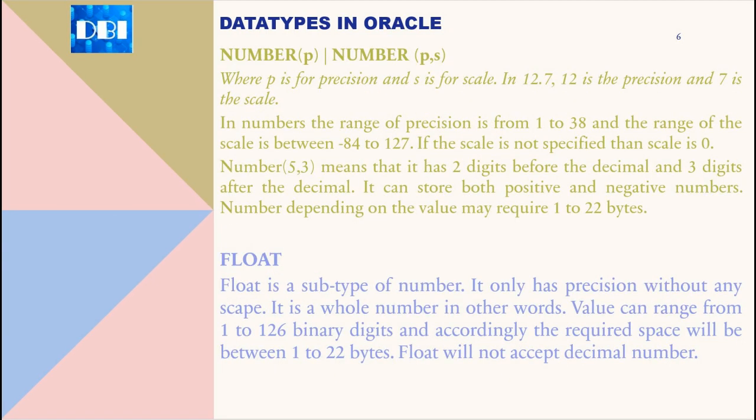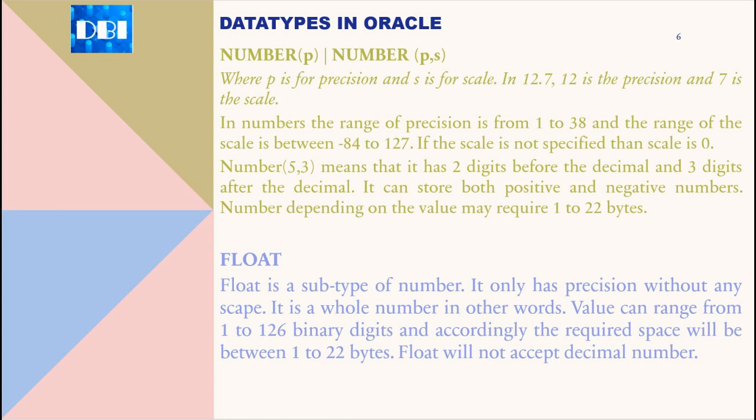Number(p), Number(p,s), where p is for precision and s is for scale. In 12.7, 12 is the precision and 7 is the scale. In numbers, the range of precision is from 1 to 38 and the range of the scale is between -84 to 127. If the scale is not specified, then scale is 0. Number(5,3) means that it has 2 digits before the decimal and 3 digits after the decimal. It can store both positive and negative numbers. Number depending on the value may require 1 to 22 bytes.